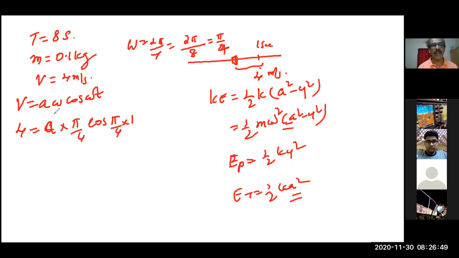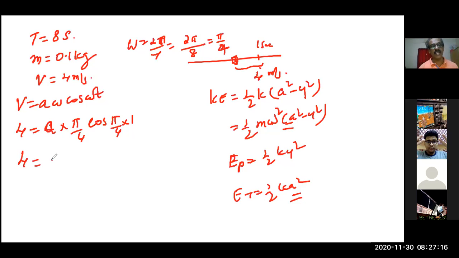V is equal to A omega cos omega t is the formula. Velocity given 4. Amplitude I'm leaving as A itself. Omega I calculated 2 pi by T, from this formula pi by 4 I got. Cos omega t, again pi by 4 times 1 second, because this velocity is happening 1 second after crossing the mean position. From there A we can calculate.